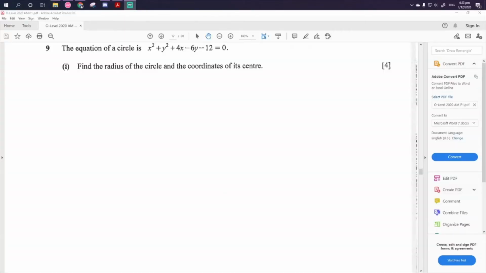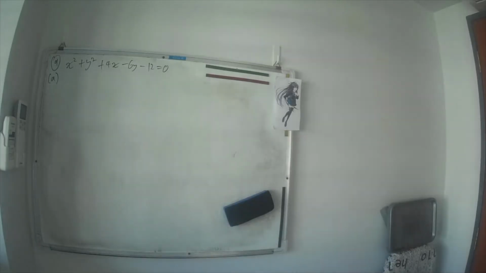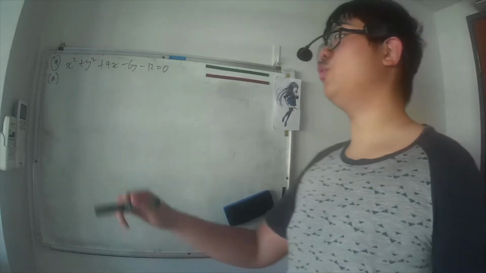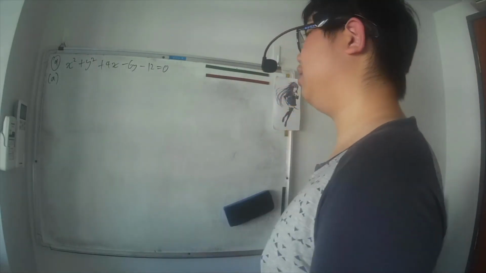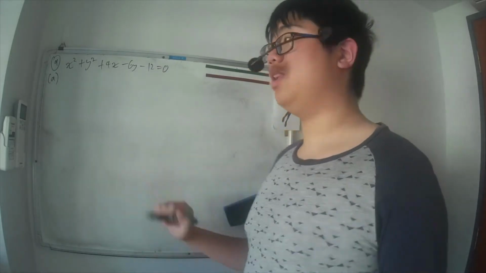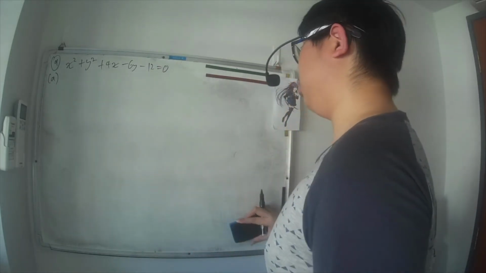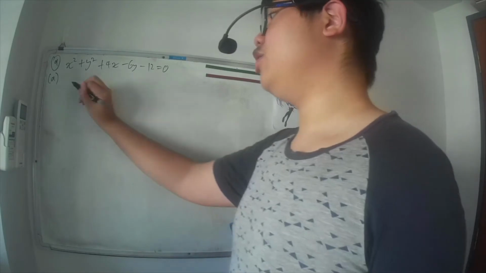Question 9. The equation of a circle is x squared plus y squared plus 4x minus 6y minus 12 is equal to 0. Find the radius of the circle and the coordinates of its center. Okay, so this is a normal standard circles question. They give you an equation, you find the radius and center. Of course, if you know the shortcut formula, you can go ahead and do that, but I would rather show my full working, just in case.